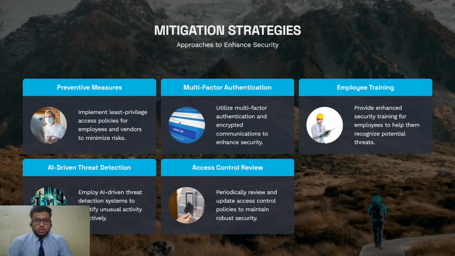Then we are going to study what the mitigation strategies are to avoid this type of attack in future. Any company can follow these mitigation strategies to avoid this type of data breach as well as this type of attack. So first is preventive measures. Implement least privilege access policies for employees and vendors to minimize the risk. The access for the employee should be minimum privilege, and for all other vendors associated with the company, entire access should not be given to them.